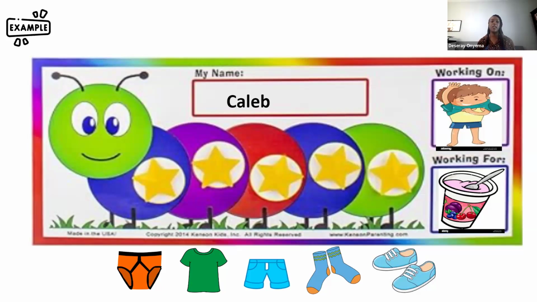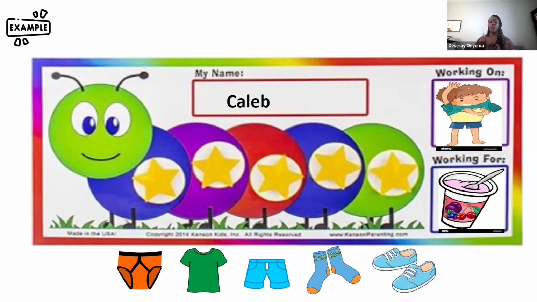So this can be an example of how you would use an activity chart. And when you're starting off, your expectations don't have to be that the child is perfect in doing this. You can set the rule that if you get a minimum of 3 out of 5, then you're able to earn the yogurt. And as they get better, you might increase it.